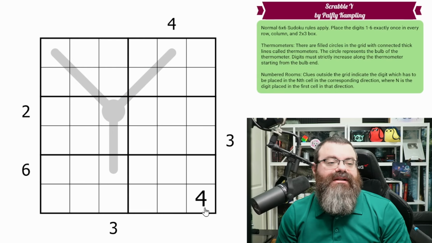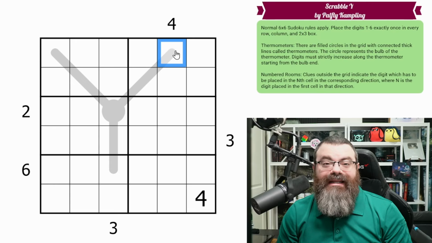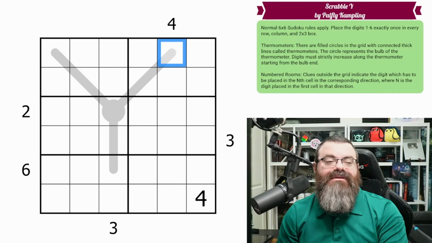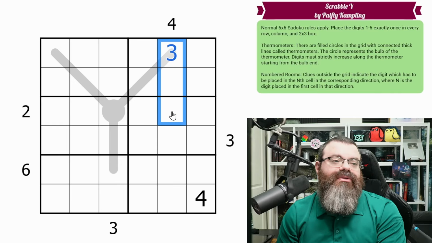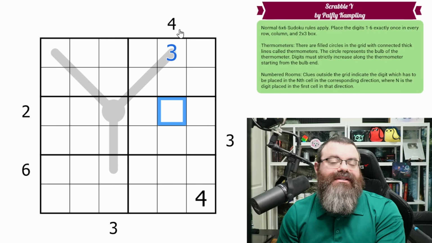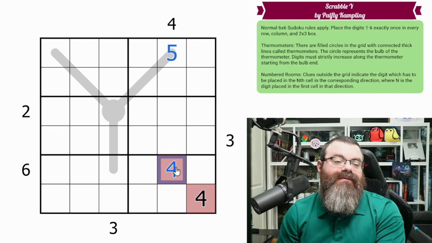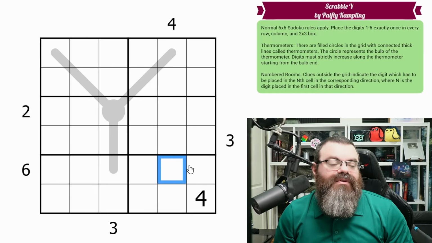We also have numbered rooms outside the grid. So the way these work, say this 4 here. The clue outside the grid indicates the digit which has to be placed in the nth cell in the corresponding direction, where n is the digit placed in the first cell in that direction. So starting from this 4, we look at the first cell in that direction. Let's say it's a 3. Then we count 1, 2, 3, and this is where that clue has to go, the 4. So if this was instead a 5, we would place the 4 down here. Well, that wouldn't work, but that's how that numbered room would work.